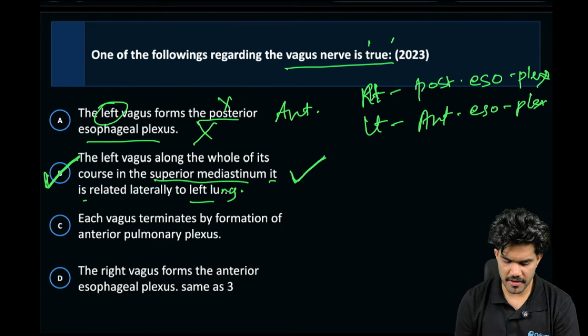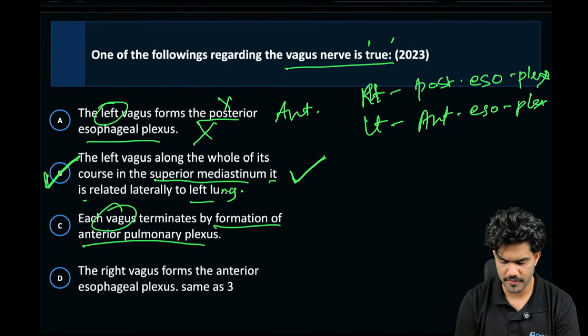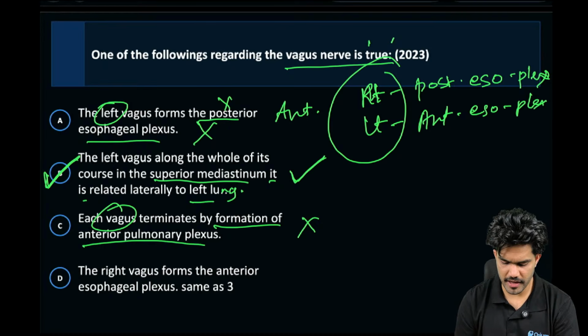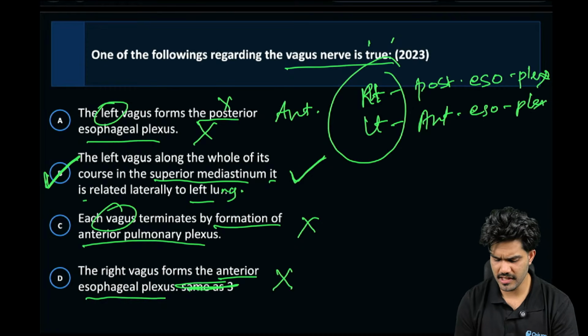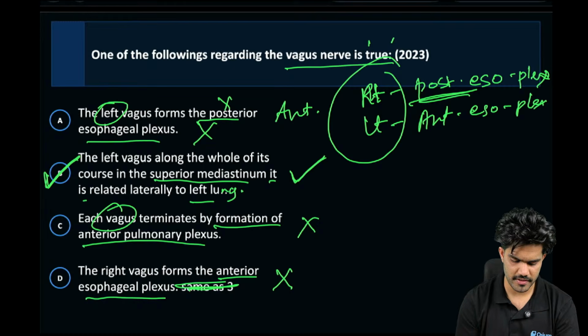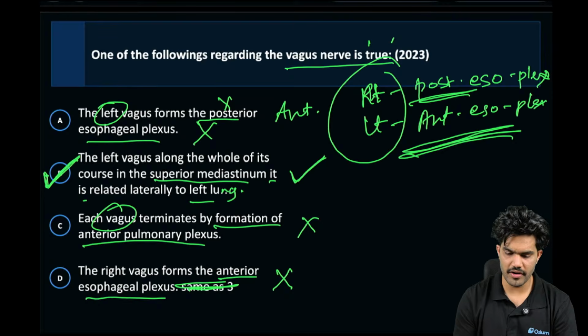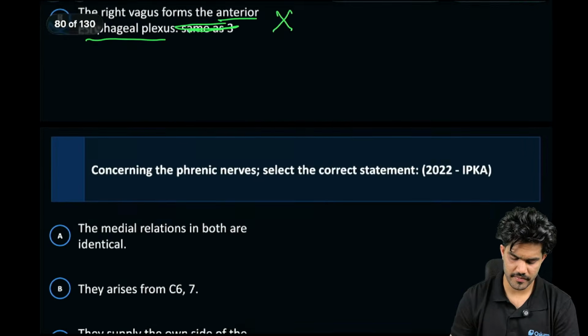Each vagus terminates by formation of the anterior pulmonary plexus. No, I have mentioned that. The right vagus forms the anterior esophageal plexus. No, right vagus forms the posterior. With this simple concept, you get this question. Answer will be B.